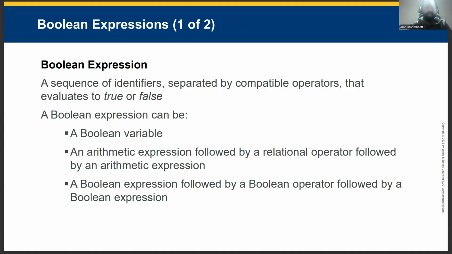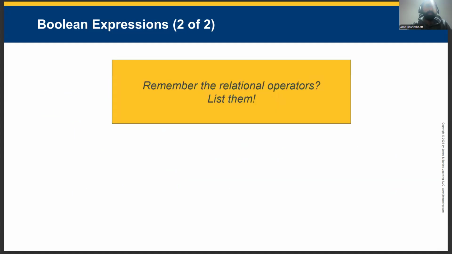Boolean expressions. This slide defines Boolean expressions, which evaluate to true or false. They may consist of Boolean variables, comparisons using relational operators, or compound expressions using Boolean operators. Remember the relational operators? Let's list them. Here you can recall relational operators such as equals, not equals, less than, greater than, and so on. These operators enable decisions and comparisons in programming.